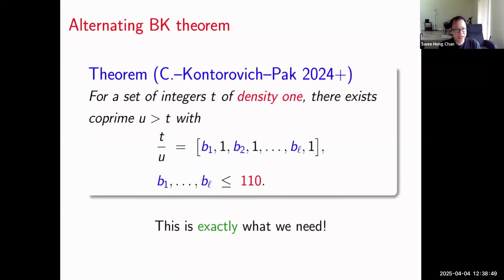In the sense that we can prove the following. Change the continued fraction that appears in the theorem from the normal continued fraction to the one where the numbers alternate with 1. So this is the one that appears in our graph. Even with this restriction, the density 1 conclusion is still true. And the only price we need to pay is that this number needs to increase from 5 to 110.